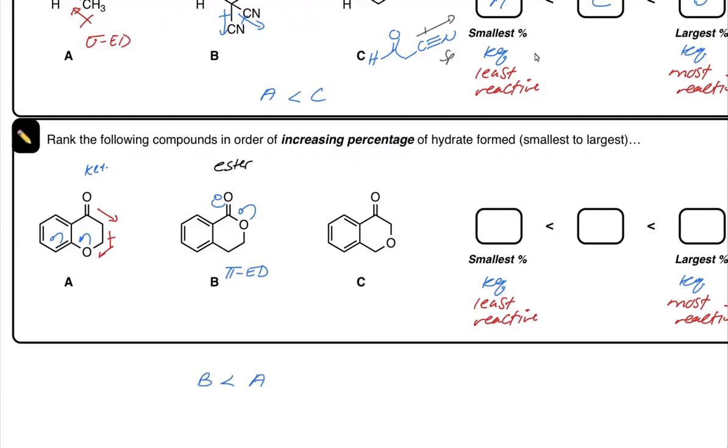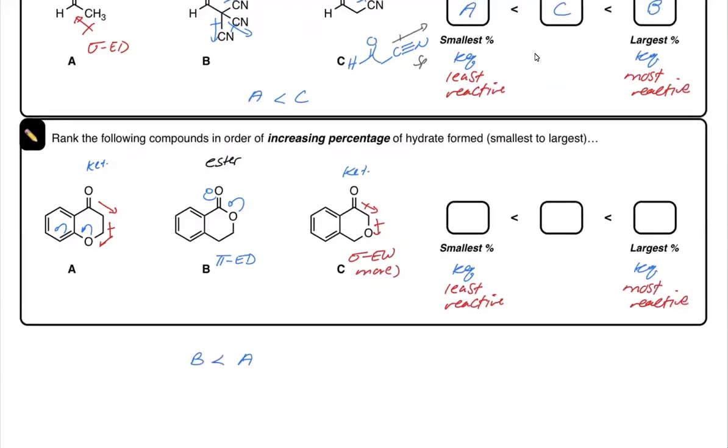Then looking at C, that's a ketone as well, of carbon and carbon, and the oxygen is not directly bonded to the carbonyl carbon like it was in B. Here the oxygen is a little bit closer to the carbonyl than in A, and the oxygen atom would have a sigma electron withdrawal effect. Because it's closer to the carbonyl, there would be more sigma electron withdrawal in C than in A. That's enough to say that C is the most reactive, and therefore would generate the largest percentage of hydrate at equilibrium. Then we'll have A, and then B will be the least reactive.